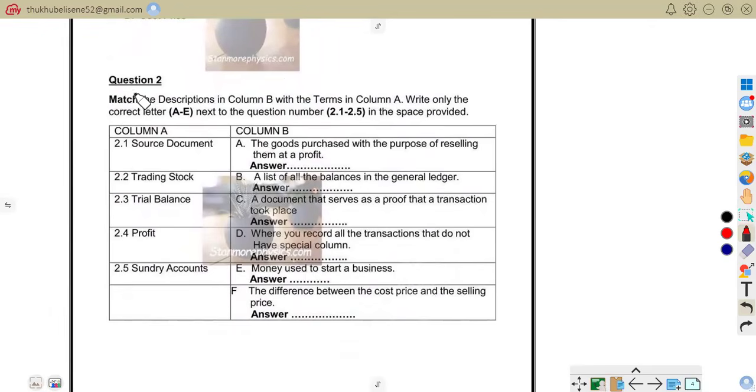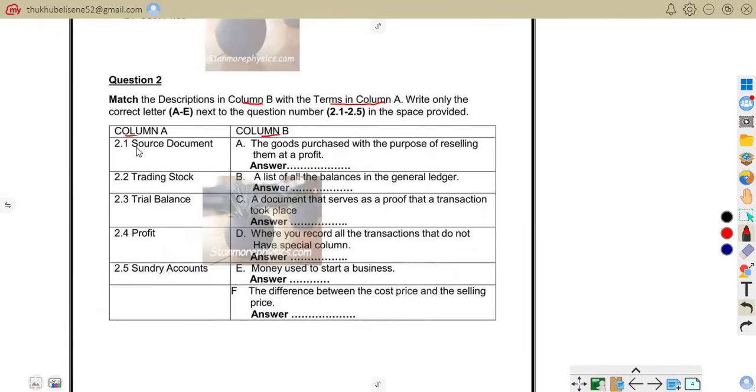So our question 2 is a matching question. As it says, match the description in column B with terms in column A. So these are our terms, and here in B are the descriptions. Write only the correct letter A to E next to question number 2.1 in the space provided. So column A, like we've said, these are the terms, and column B, these are the descriptions.